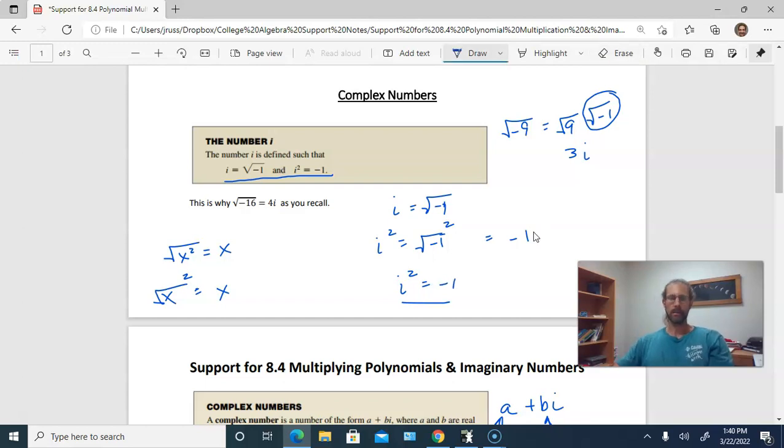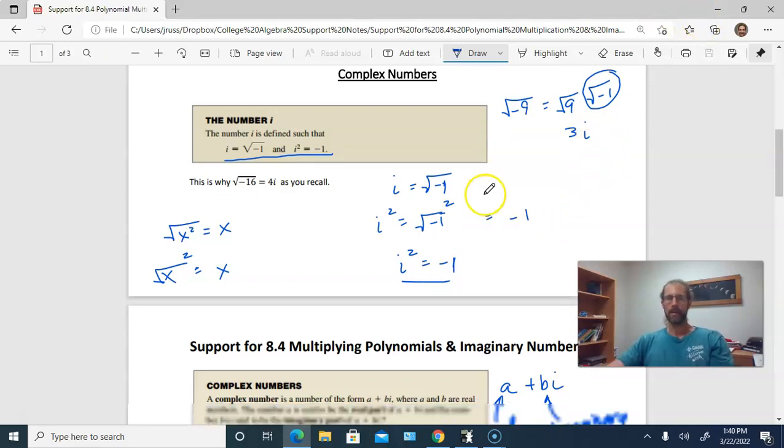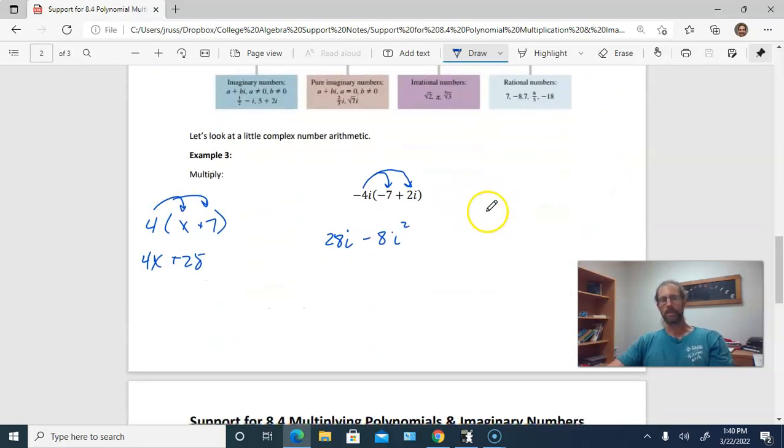Okay, yeah, so this is what we got to know. Anytime we see an i squared, like right here, we're going to replace that with -1. That's part of how we're going to simplify this. So we're going to be left with 28i minus 8, and then in parentheses, times -1. And so then you can actually multiply these. -8 times -1 is +8, and you'll still have the 28i, okay?